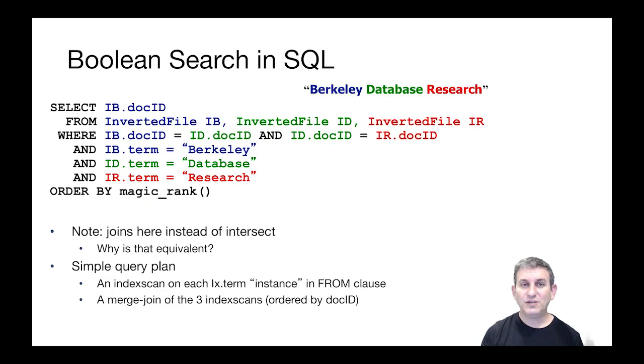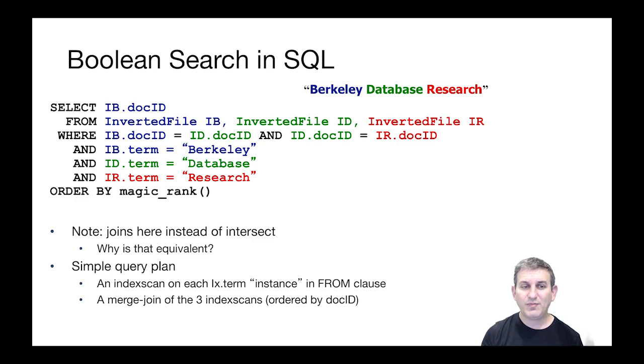Having seen that simple introduction to Boolean search, we can actually cast the whole thing in SQL if we want to. It's a bit of an exercise. You would not want to do this. It's not efficient. But it's a way for us to think about what we just talked about in the previous slide using a language that's familiar to us in this class. And so here's a query that searches for Berkeley database research. We're basically doing a self-join, if you will, of the inverted file table, once for Berkeley, once for database, and once for research. IB, the Berkeley instantiation of the file, right? Alias IB is where IB.term equals Berkeley. The database version, ID, is where ID.term equals database. And IR is IR.term equals research.